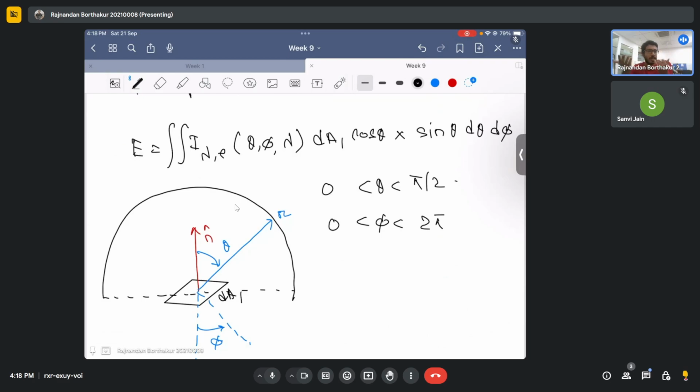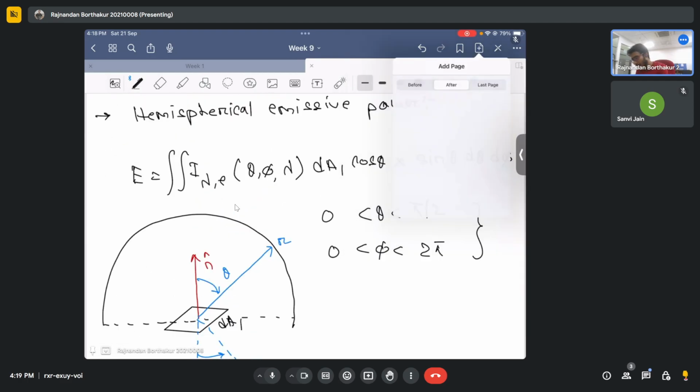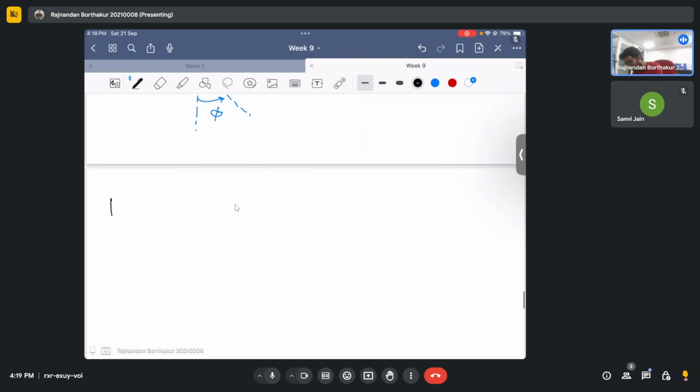If you want to generate a sphere, your zenith angle, or polar angle, should vary from 0 to pi, and your phi should vary from 0 to 2 pi. This is how you get a sphere and a hemisphere. Now, since you are interested in the hemispherical emissive power, your theta should vary from 0 to pi by 2, and your phi should vary from 0 to 2 pi.